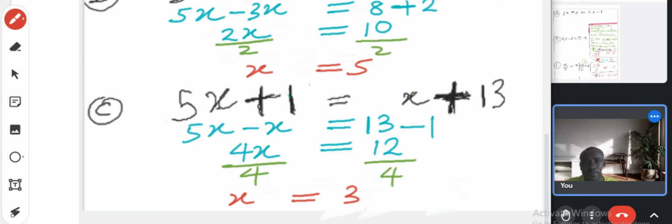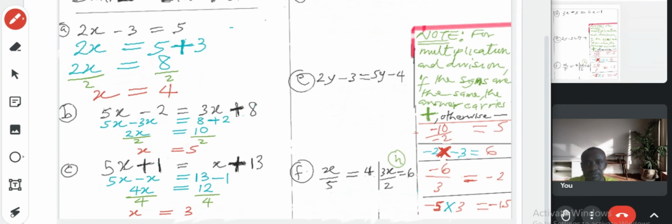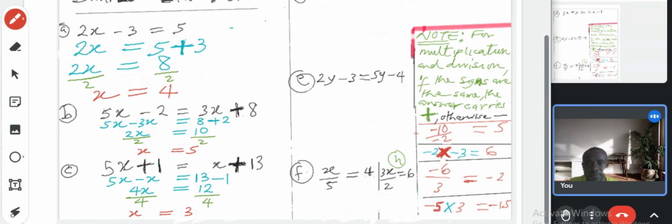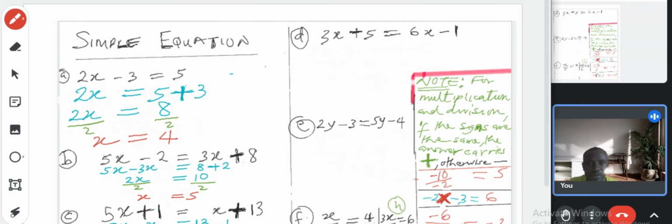Okay, so this is what we have so far. Just a moment. This is what we have so far. So we go to the next one, D. Let's go to D. Let me zoom it in.